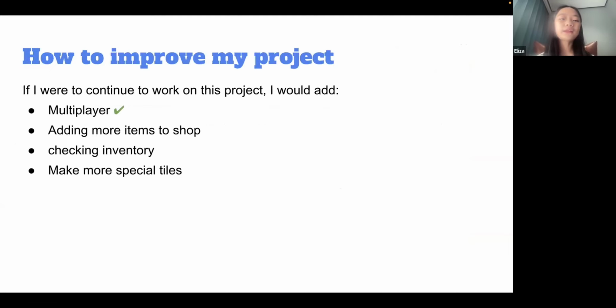And how would I like to improve my project? If I were to continue working on it, I already added multiplayer, and that was on my list last time. I would definitely add more items to the shop. I didn't have time this time, but maybe in the future. And checking inventory. This time we only have half star and half food, and we check if you have one, so you couldn't buy two of the same thing. Also, I would make more special tiles, maybe a tile that switches places, or a tile that steals items.